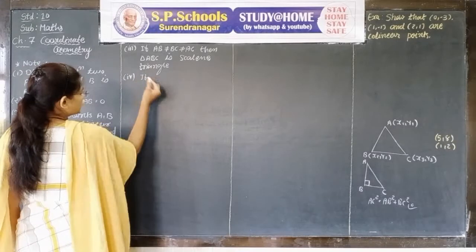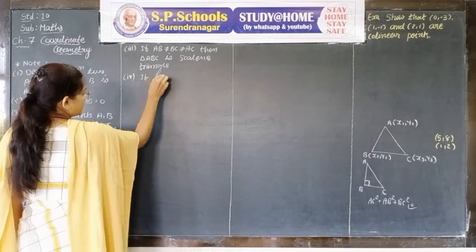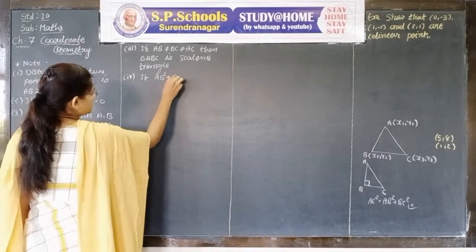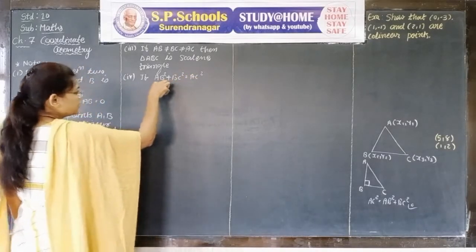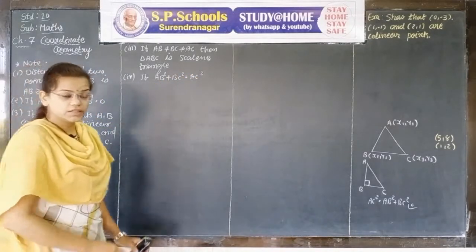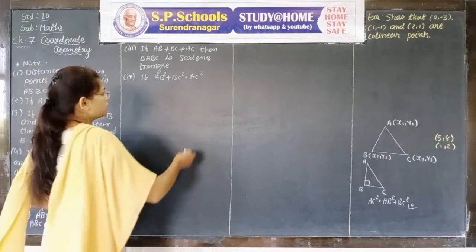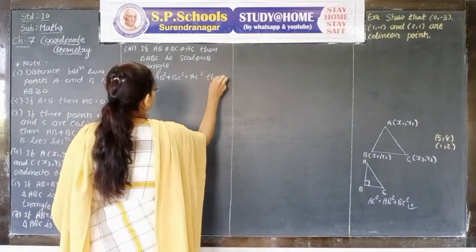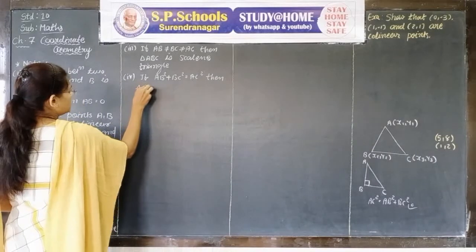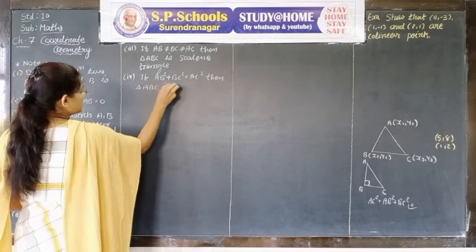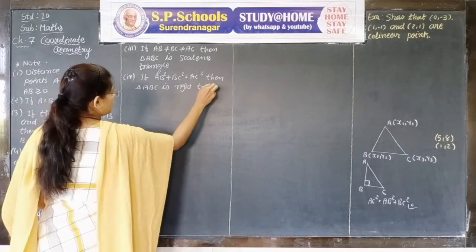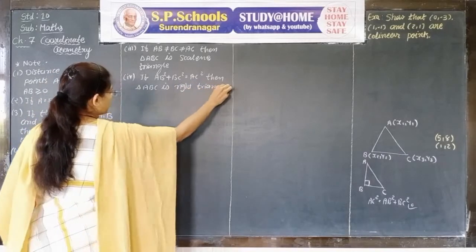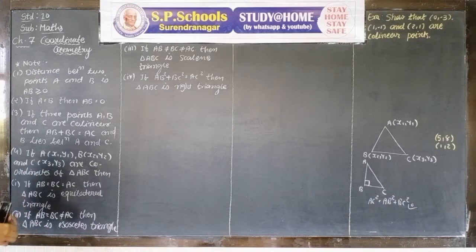If AB square plus BC square is equal to AC square, the square of the hypotenuse is equal to the sum of the squares of the other two sides, it is called the Pythagoras theorem, then triangle ABC is a right triangle. Now we add two conditions.